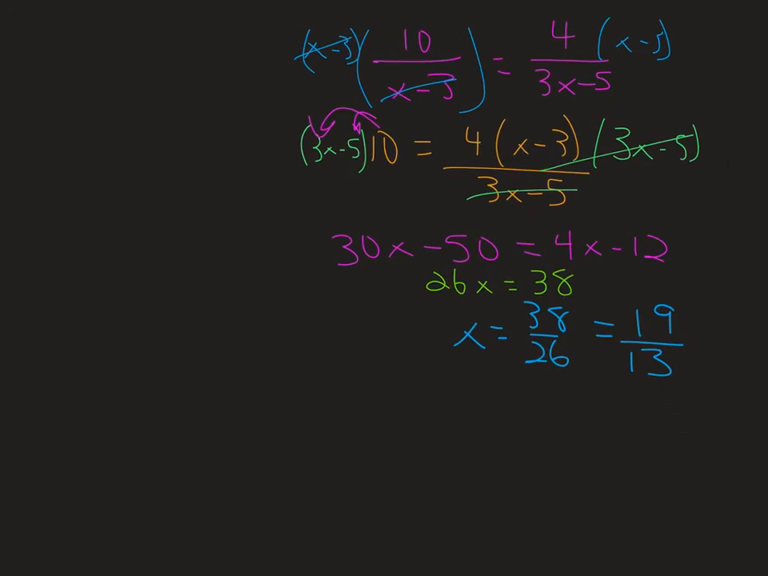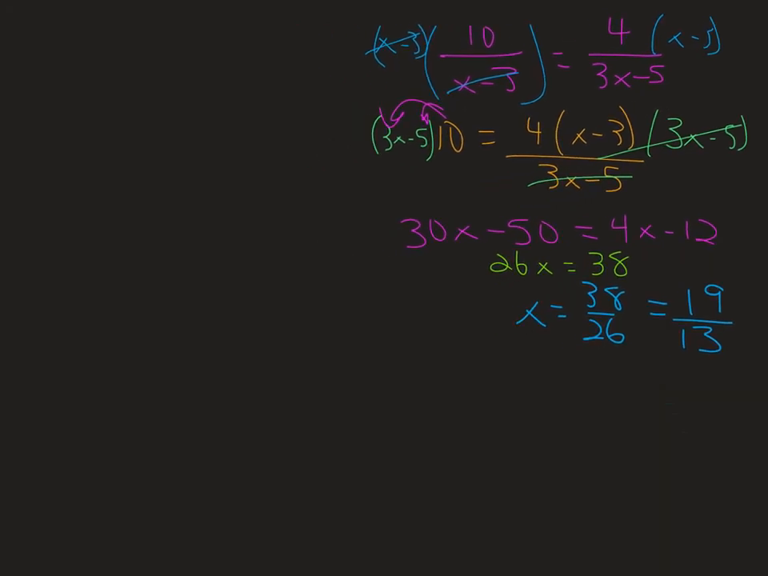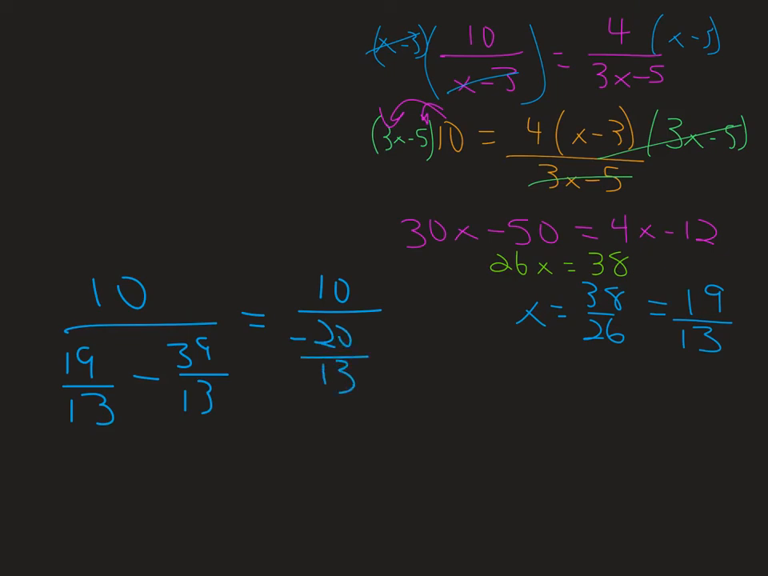And once again, if we choose to, we can check. So we have 10 over 19 thirteenths minus, I'm going to call that 39 thirteenths. 19 minus 39 is 20 thirteenths of the negative variety, negative 20 thirteenths. And let's multiply by 13. 13 over 13 if we're being specific. So that'll give us 130 over negative 20, which is negative 13 halves.